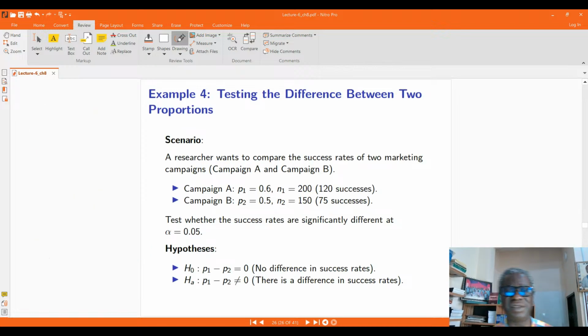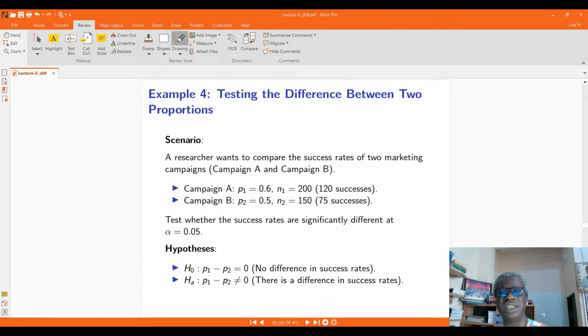So let's take an example regarding testing the difference between two proportions. We have a scenario here in which the researcher wants to compare the success rates of two marketing companies. You have two marketing companies, you have A, you have B. So campaign A, you have also campaign B.